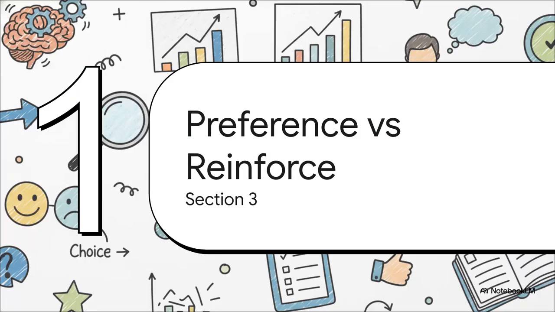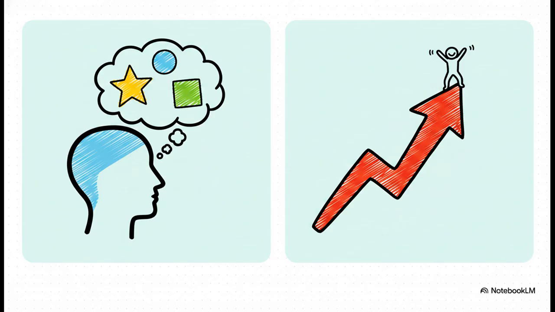All right, Section 3, preference versus reinforcement. You know, this is absolutely one of the most frequently confused concepts on any behavior exam. A preference assessment simply asks, what does the learner like? What might they prefer? That's it. But a reinforcer assessment goes further and asks, does this item actually increase behavior when it's delivered after a response?